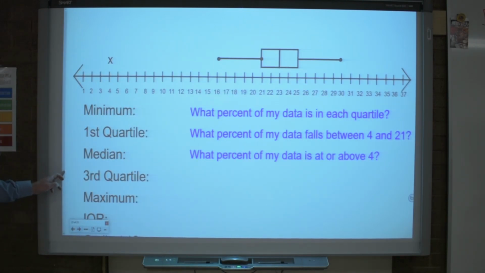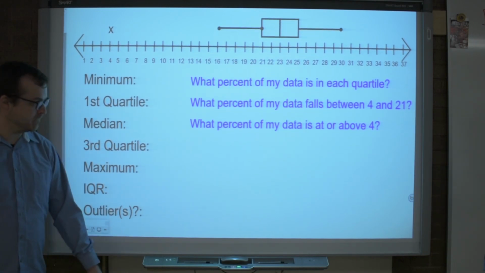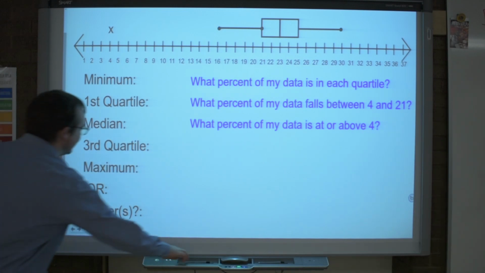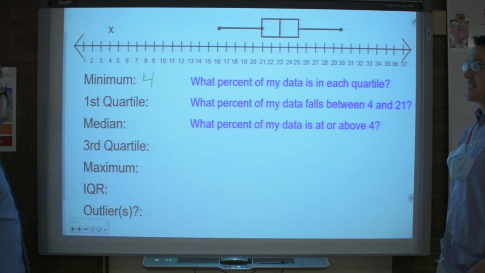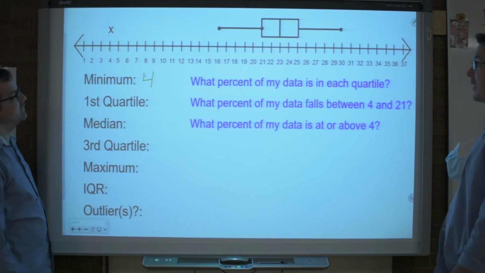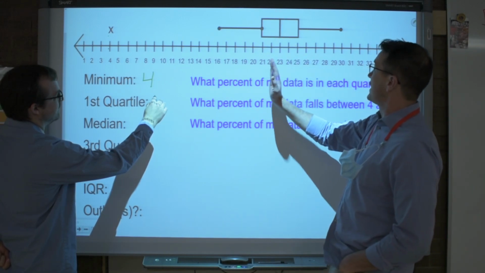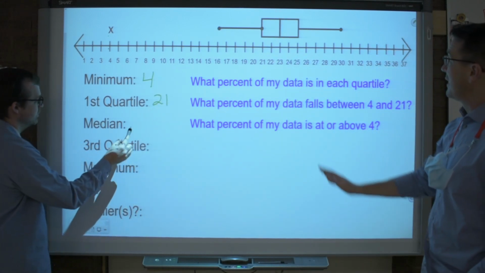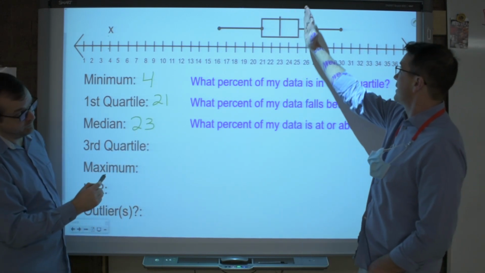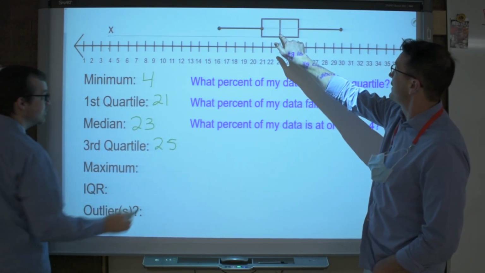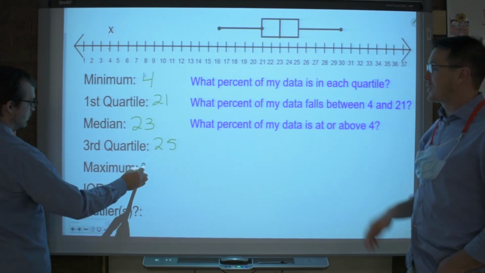One more like it. What's my minimum? Well, like Mr. Nelson said, my minimum is not going to be 16. My minimum is going to be an outlier, which is going to be 4. That's just somebody outside of the data. My first quartile is where I got my box, so it's going to be 21. My median is my Q2, that's going to be 23, and my Q3 is going to be 25. And my maximum, that's my biggest data point, is going to be 30.